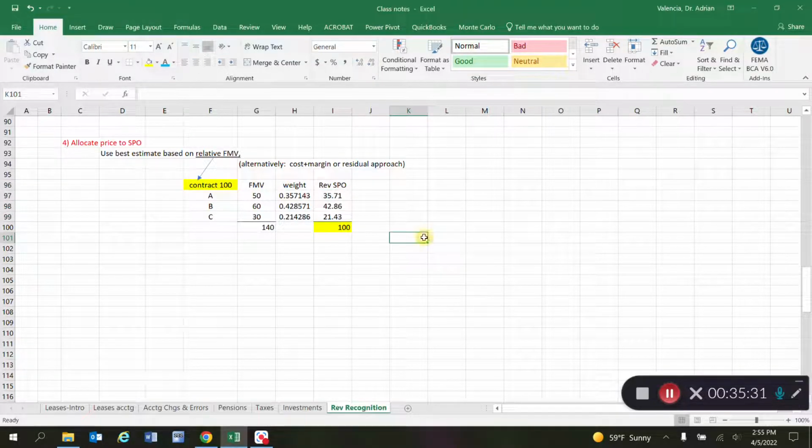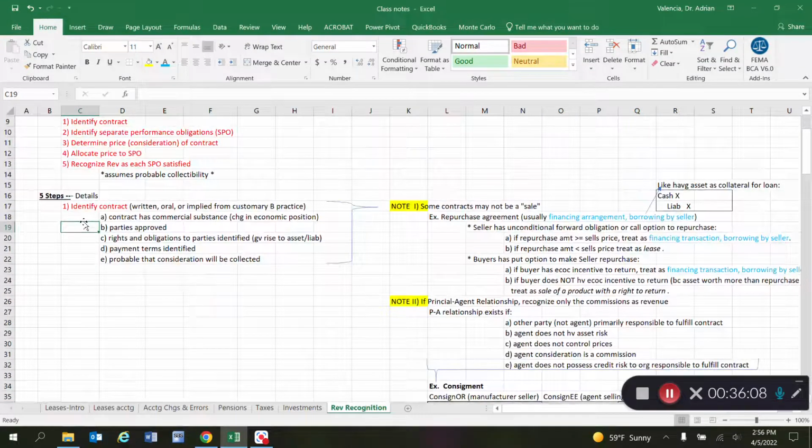Now, you could use other approaches like a cost plus margin approach to estimate. So if you have a $100 contract in each SPO, you could estimate the cost of it and then add some profit to that. Or a residual approach, where maybe you know the estimate for A and B, but you don't know the amount for C. So you estimate A and B, and then whatever remains, the residual, you allocate to C. It doesn't matter. It's got to be simply some method that has some form of reliability, okay, and that we apply consistently.